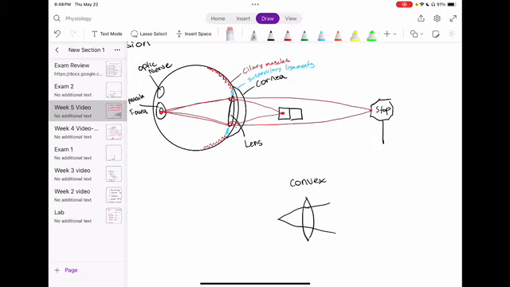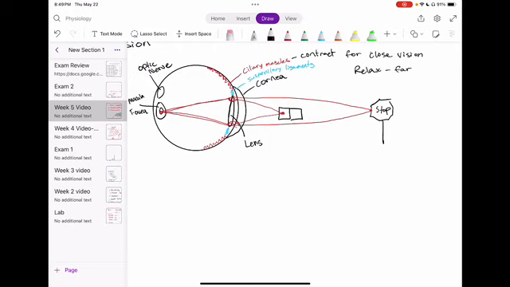So in this same sense, the ciliary muscles, they have to contract for close vision, and they relax for distance.